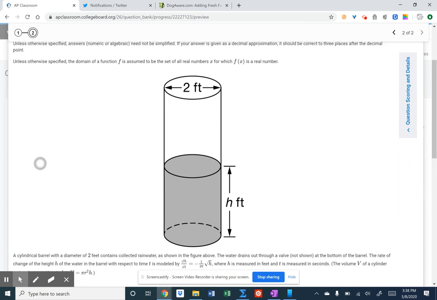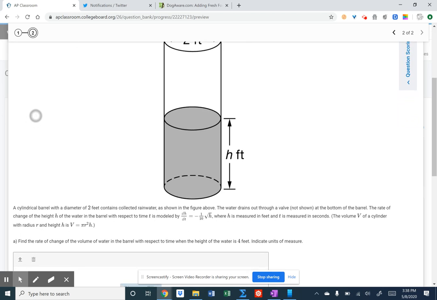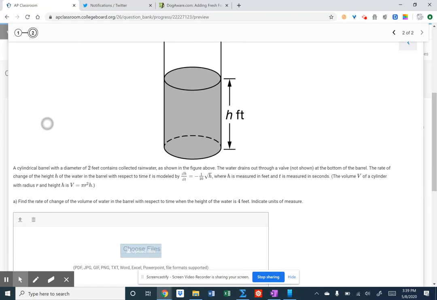Okay, for number 2, we have this cylindrical barrel with a diameter of 2 feet. It contains collected rainwater as shown in the figure above. The water drains out through a valve, not shown, at the bottom of the barrel. The rate of change of the height of the water with respect to time t is modeled by dH over dt equals -1/10 root h, where h is measured in feet, t is measured in seconds. They give us the volume, which you should all know, but they gave it to you anyways. Find the rate of change of the volume of water in the barrel with respect to time when the height of the water is 4 feet, and indicate units of measure.